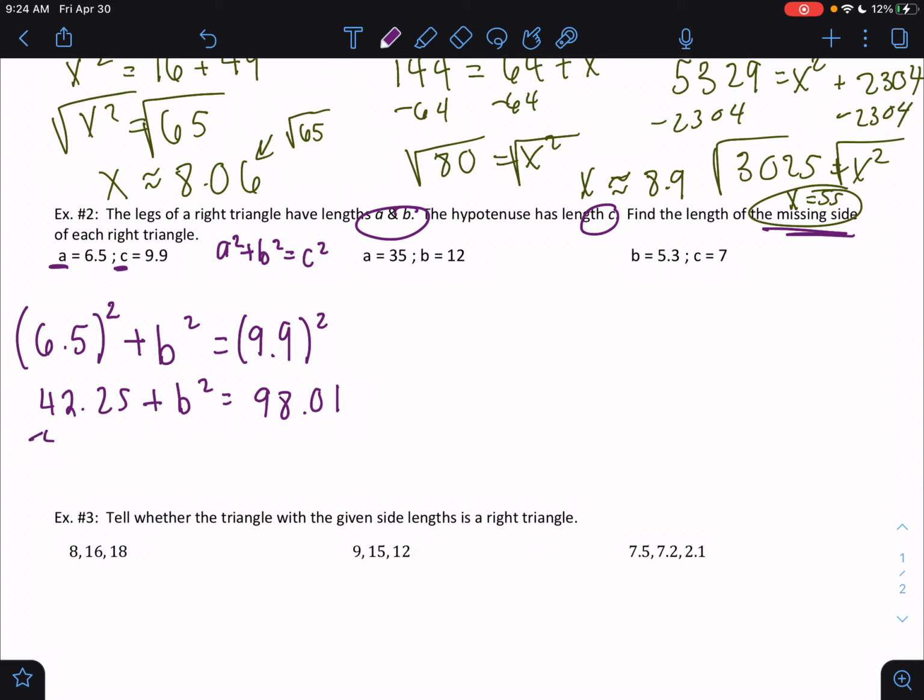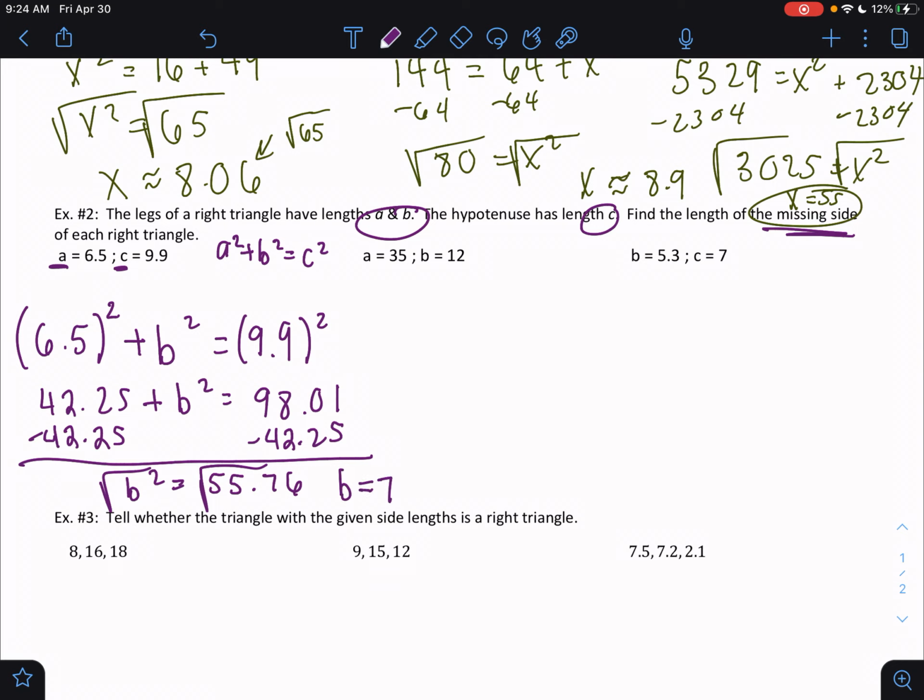And we're going to subtract 42.25 from both sides. So we get B squared equals 55.76. Take the square root of both sides. And our missing side is about 7.5.